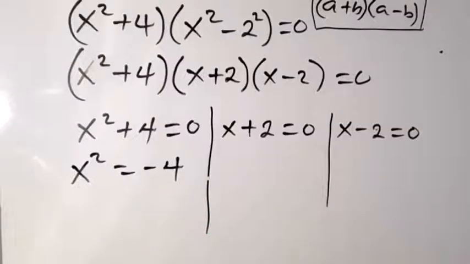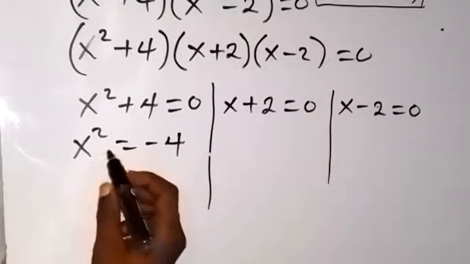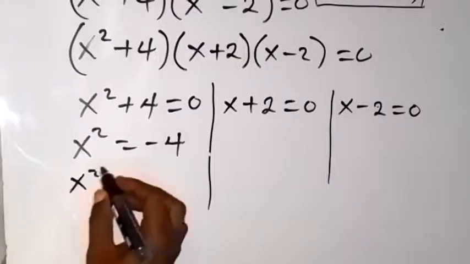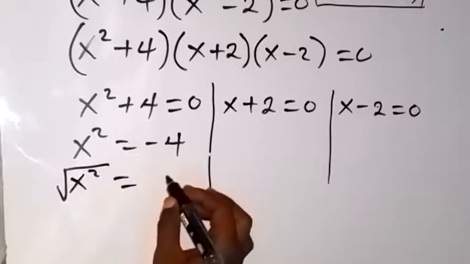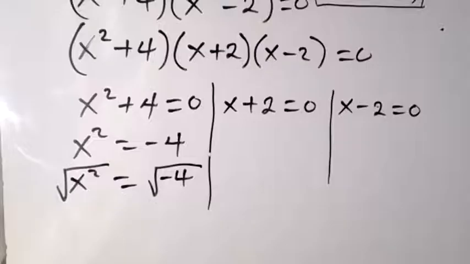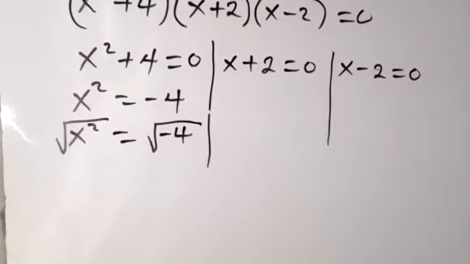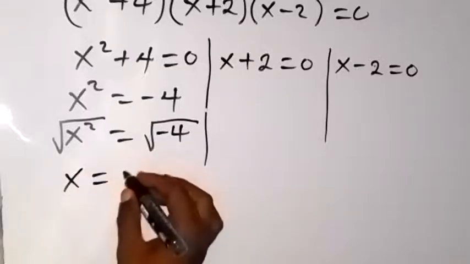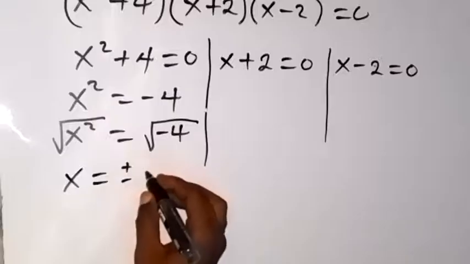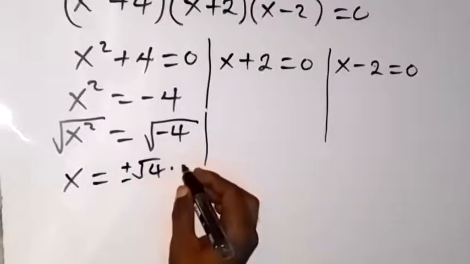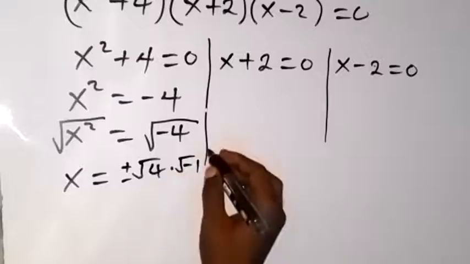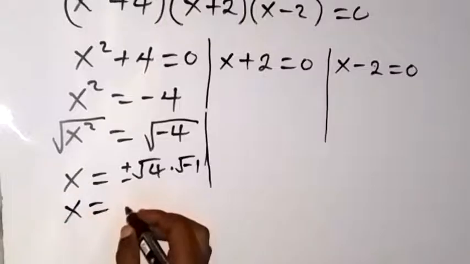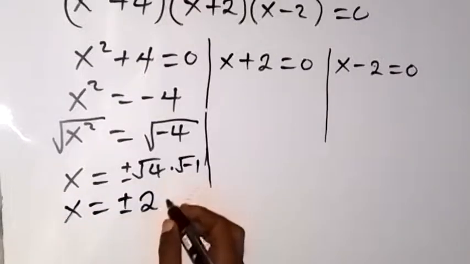When we solve from here, we have to take the square root on both sides. The square root of x squared equals the square root of minus 4, and the square root of x squared becomes x. So we have x equals plus or minus. Here we can separate this as plus or minus the square root of 4 multiplied by the square root of minus 1. The square root of minus 1 is i. So we can say x equals plus or minus 2i.